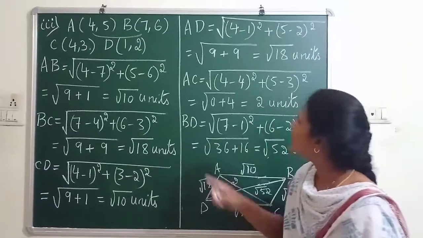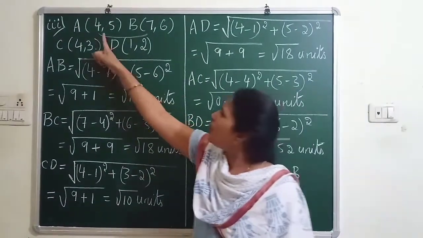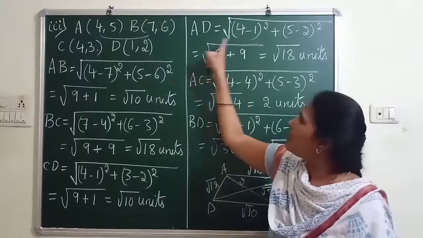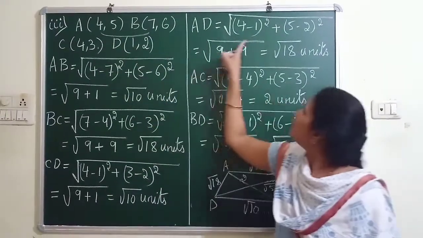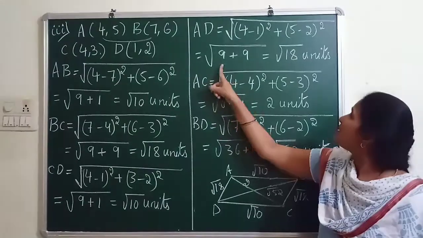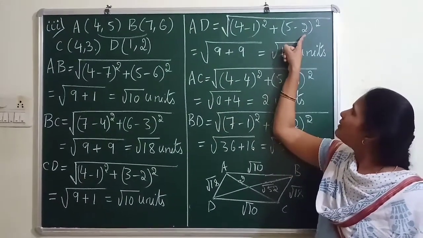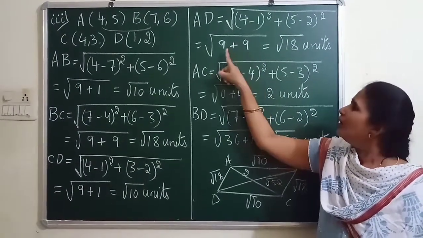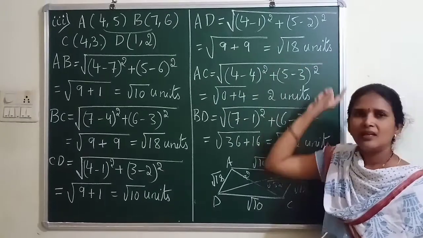Next, the last side, that is AD. (4 minus 1) whole square plus (5 minus 2) whole square. So what is 4 minus 1? 3. 3 square is 9. 5 minus 2 is again 3, and 3 square is 9. Root 9 plus 9 is root 18 units.